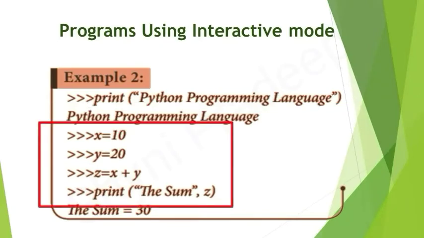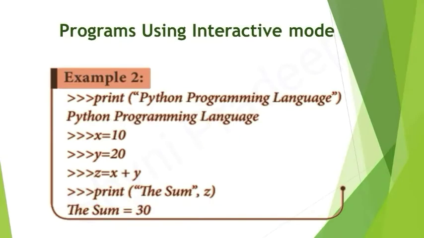Okay, x equal to 10, y equal to 20 and z equal to x plus y. Now you have to print the sum z. Okay, so what is the output of this code? The sum is equal to, z means what? z equal to x plus y. x is 10, y is 20. 10 plus 20, 30. So z is what? 30. So the sum is equal to 30. This is the output. Okay.